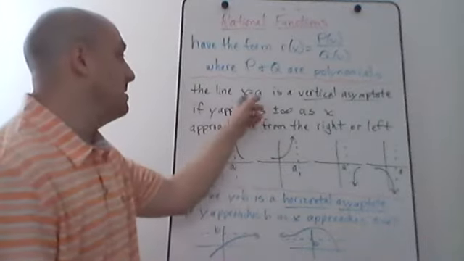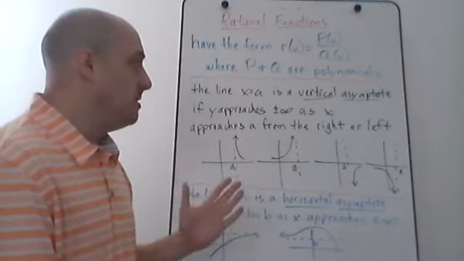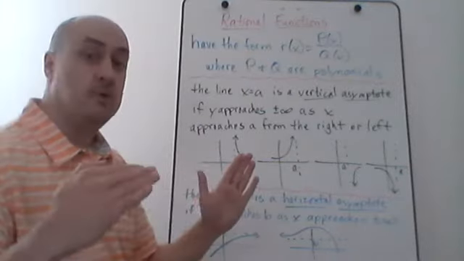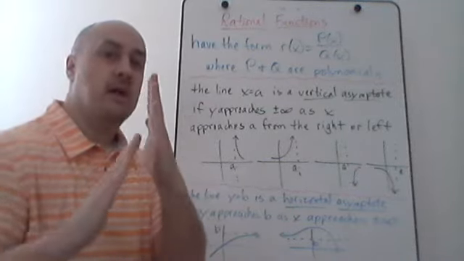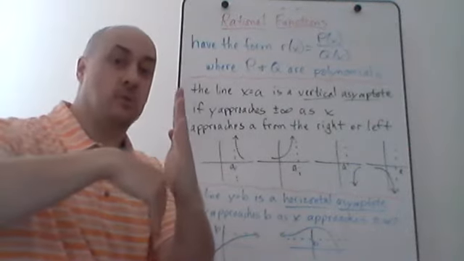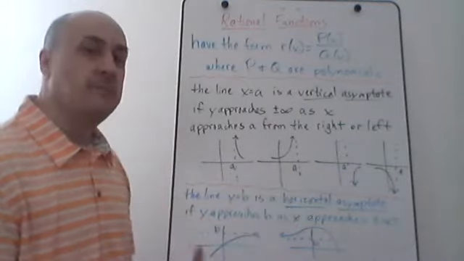Its equation is x equal to a number, and what makes it a vertical asymptote is that as the graph of the function approaches that line, either from the left side or from the right side, the graph either goes up towards positive infinity or the y values go down towards negative infinity. And we should see here in these four different pictures the four ways it could go.